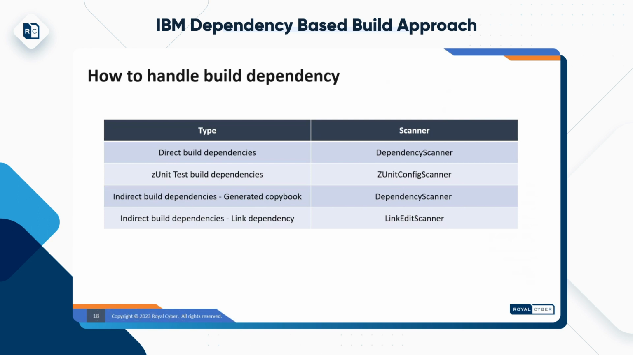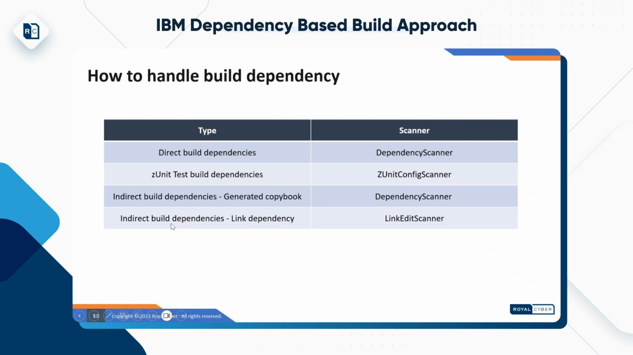My CICS application has a BMS map. Your BMS map is a kind of macro which is written, and when you compile it, it will generate a copybook, correct? That is a generated copybook, which in turn is referenced by your program. So that is actually called a generated copybook. When your source program references it, that time it will invoke a dependency scanner.